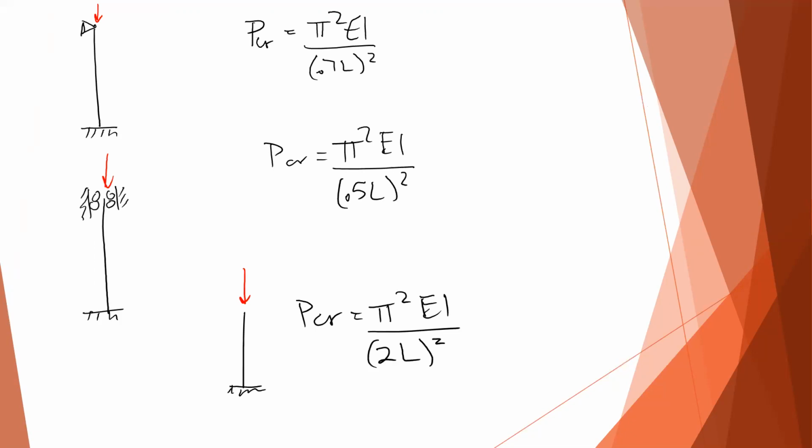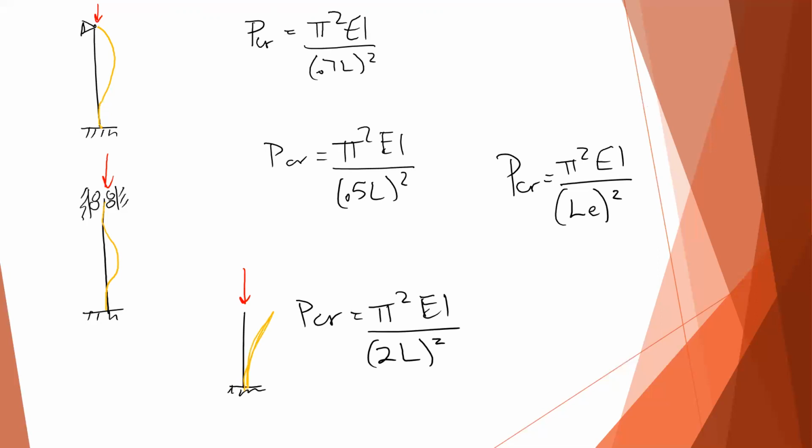Do you notice anything? Pi squared EI is common to all of them, over some length squared. And that length seems to be changing depending on our boundary conditions. So a more general form is pi squared EI over effective length squared. And what I mean by effective length is that if you look at the shape this takes when it buckles, that's directly related to the load it can withstand.